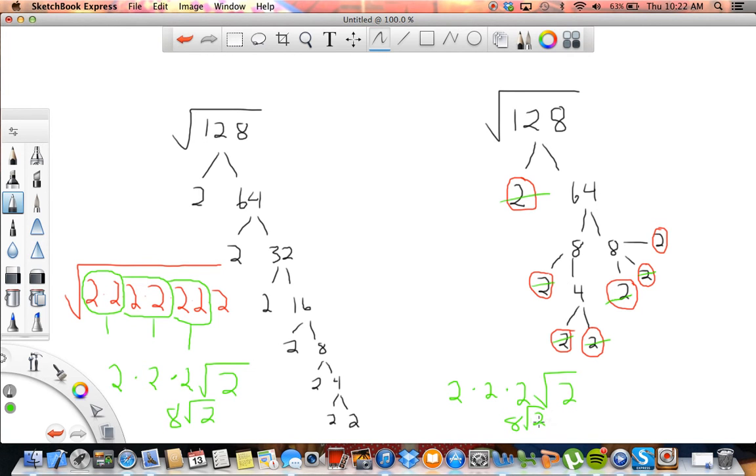So you can see we got the same answer on both of these problems. They're both just done a little bit different. I like the way on the right, you might like the way on the left, you might like both of them, it's really up to you. You get the same answer either way.